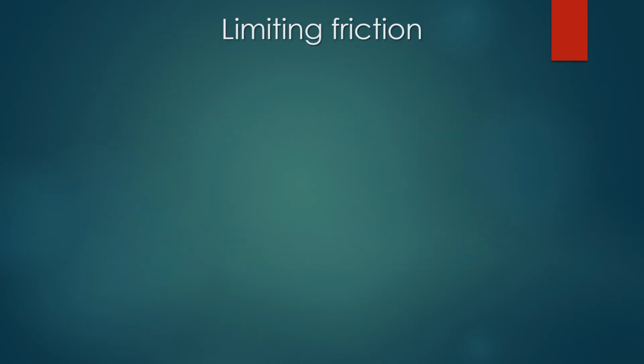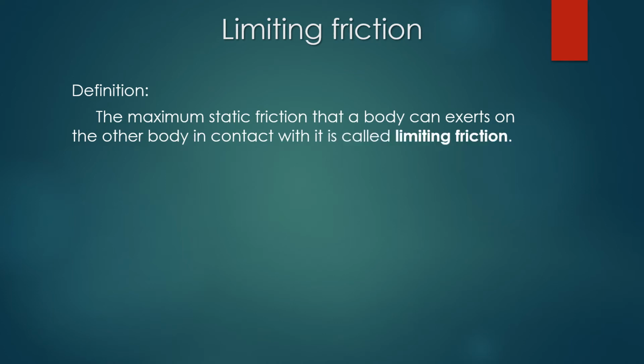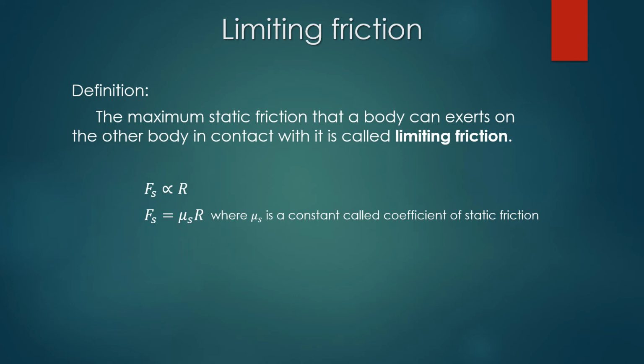Let's understand limiting friction. The maximum static friction that a body can exert on the other body in contact with it is called limiting friction or the force of limiting friction. This limiting friction, we can write it as Fs, which is directly proportional to the normal reaction, that is capital R, between the two surfaces. We can write it as Fs is directly proportional to R, or else Fs is equal to mu s into R, where mu s is a constant called the coefficient of static friction.